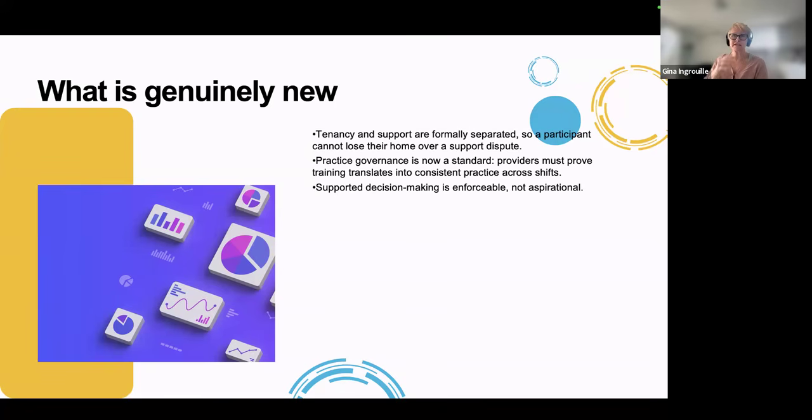Okay. So these things you're going to see strengthened. Well, actually, they're new, but we're still strengthening a concept. Supported decision-making is its own standalone practice standard.